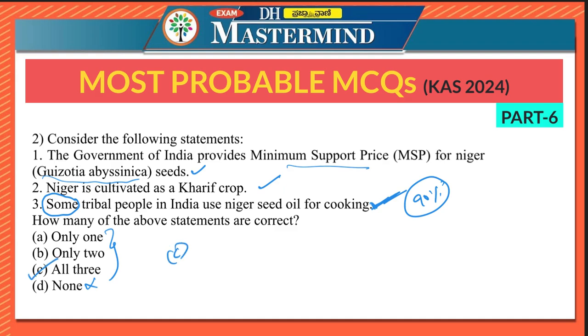The government of India announces minimum support price before the sowing season. Very, very important, you have to note it down. Before the sowing season, not after, for about 24 crops. Of these 24 crops, even Niger seeds are involved. Even Niger seeds are given MSP. Niger is cultivated as a kharif crop. This is factual information, you have to remember this. And some tribal people in India use Niger seed oil for cooking as well. So you have to note down all these points.